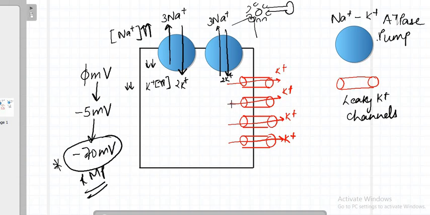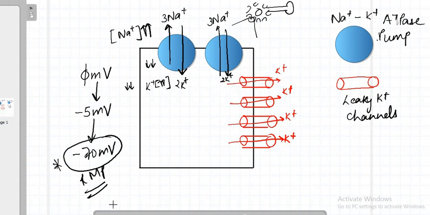So now there is the other factor which is making inside more negative, that is leaky potassium channels. So let's discuss that. These channels allow potassium ions to move out of the cell passively. That is, facilitated diffusion is taking place, because inside there is already a higher concentration of potassium. So potassium will move from high to low concentration.